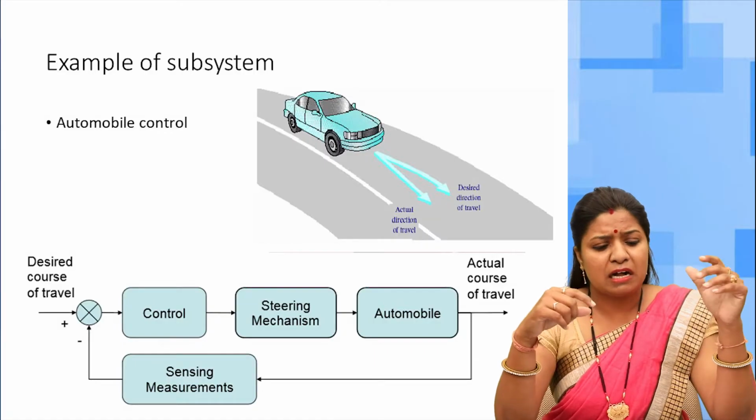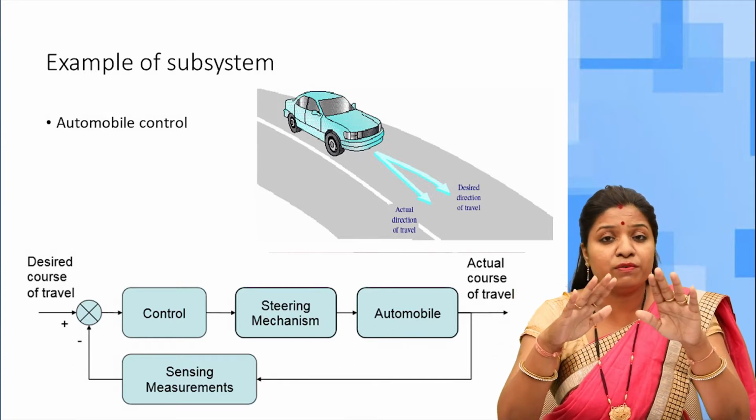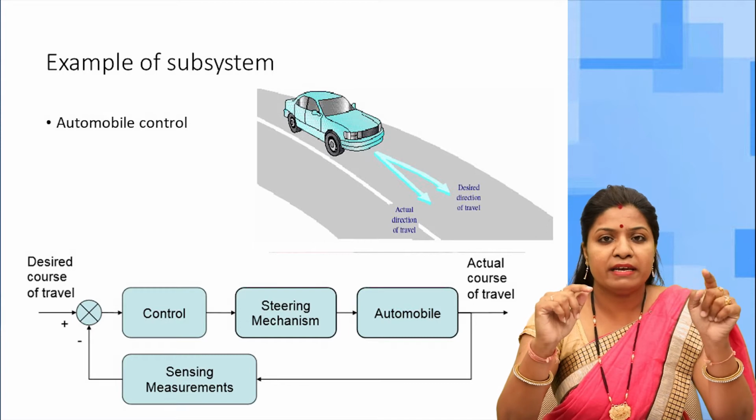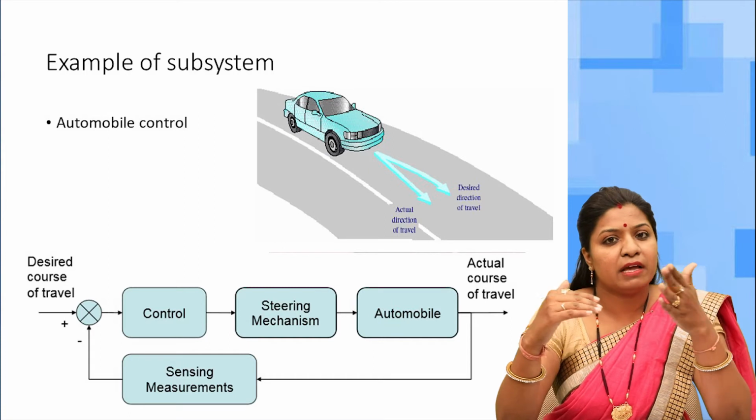Let us understand this with the help of a daily example: the automobile. The automobile we see in our daily life is itself a controlled system, but what we are talking about here is subsystems. Take the example of a car moving on the road. It has two different things, two different outputs: one is the desired value and one is the actual value, the desired path and the actual path.